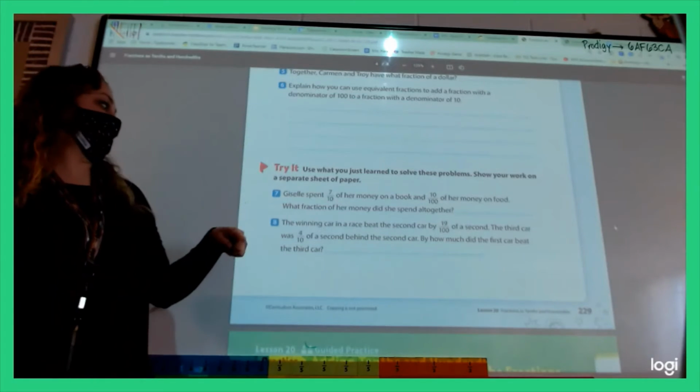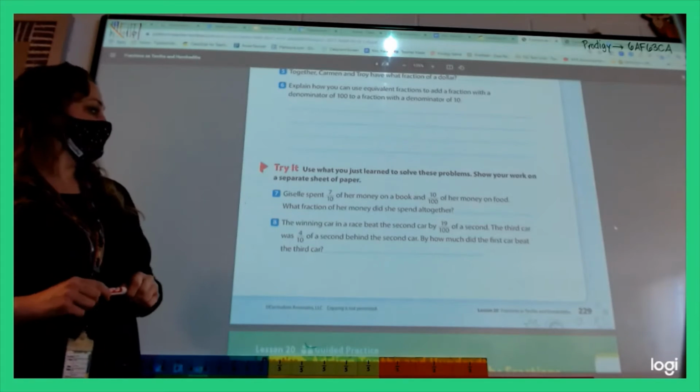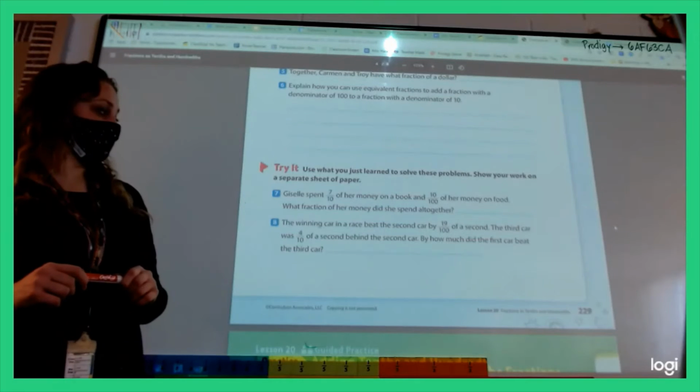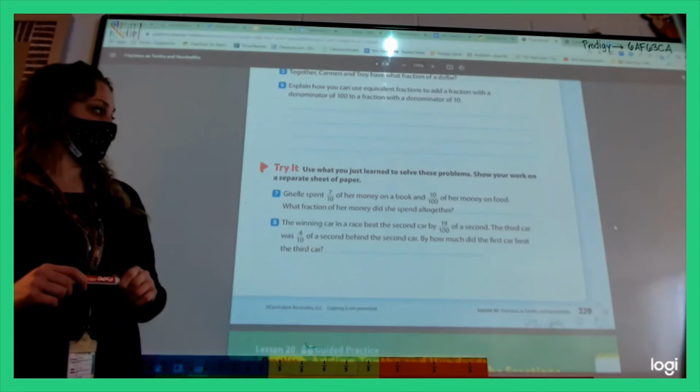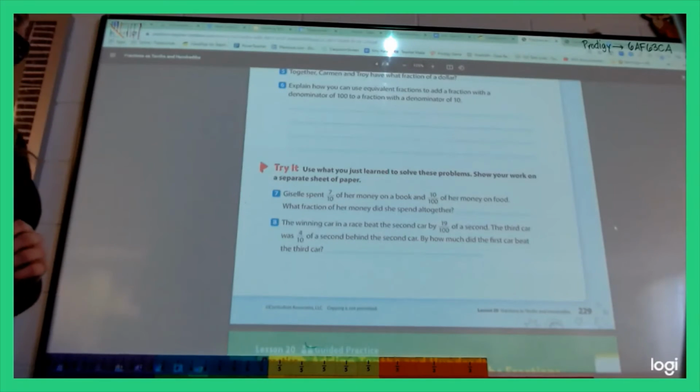So does someone want to read number 7 about Giselle? Cadence? Giselle spent 7/10 of her money on a book and 10/100 of her money on food. What fraction of her money did she spend altogether?